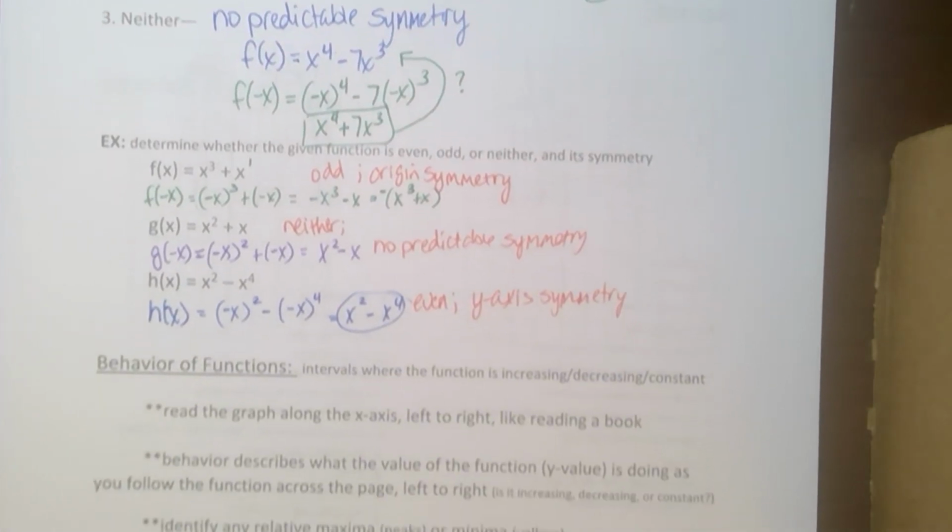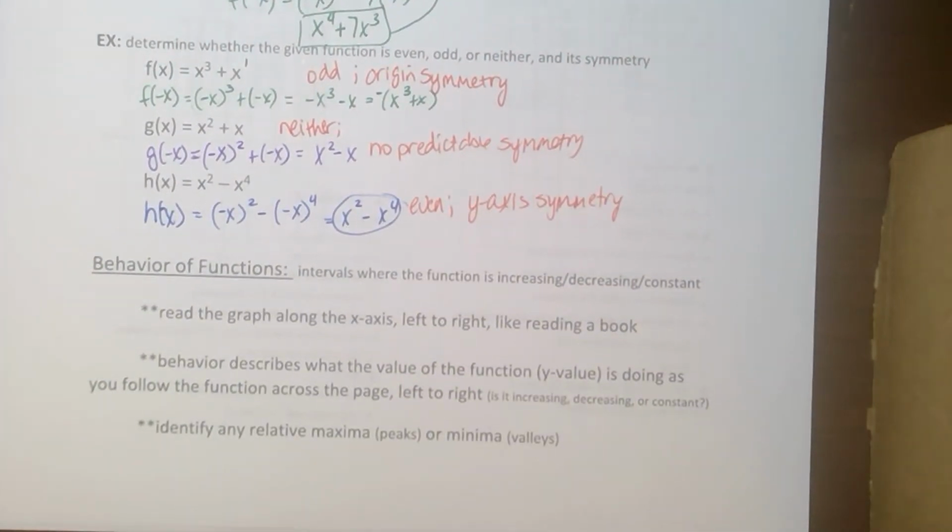Okay, let's step away from symmetry and talk about behavior of functions. There are some basic rules of behavior of functions. We need to discuss intervals where the function is increasing, decreasing, and constant. Now, when we're interested in these intervals, we're interested in reading a graph and explaining what the graph is doing. When I'm reading a graph, I want to read it along the x-axis from left to right, just like I'm reading a book.